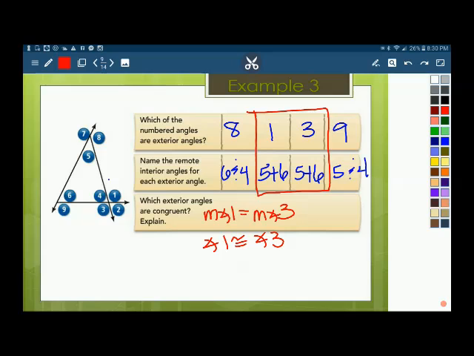Okay, and the exterior angle theorem says that those 2 remote interior angles add to equal the exterior. I can also tell because angle 1 and angle 3 are vertical. That's another reason why they are congruent to each other. So we can see that they also share the same 2 remote interior angles.